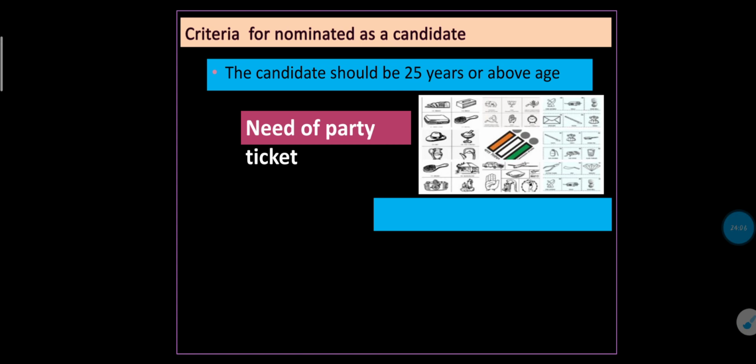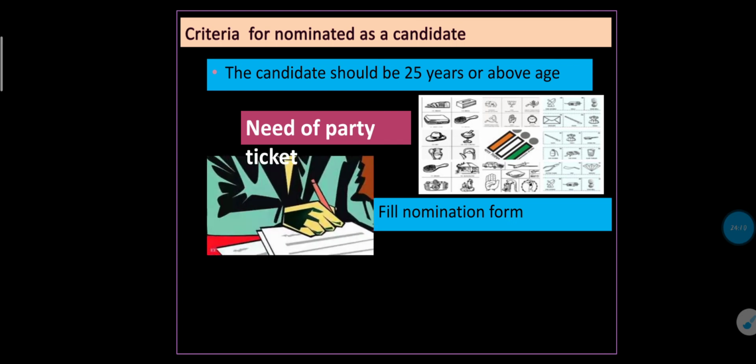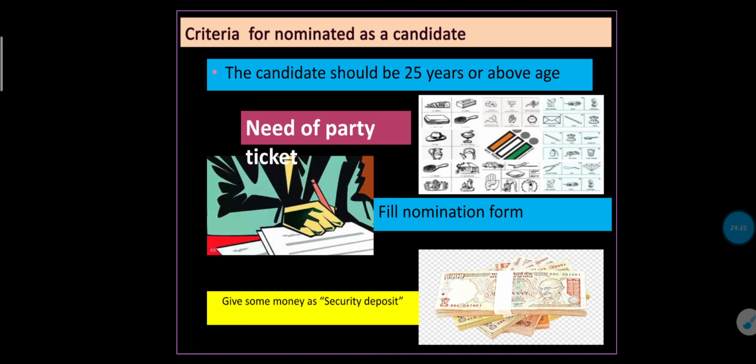Then we are talking about the nomination form. They have to apply with their name, fill all the details into the form and submit it to the Election Commission, that is, they have to fill the nomination form. Then they have to give some money as a security deposit. So these are all the criteria for nomination as a candidate. After this, the people who wanted to become nominated representatives can stand in the vote and people can choose them.